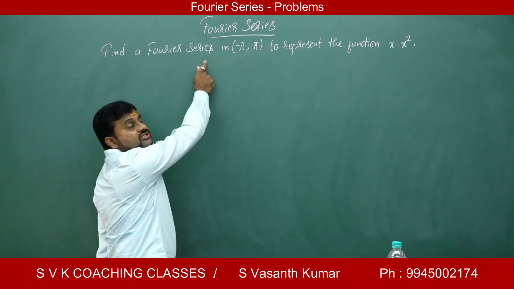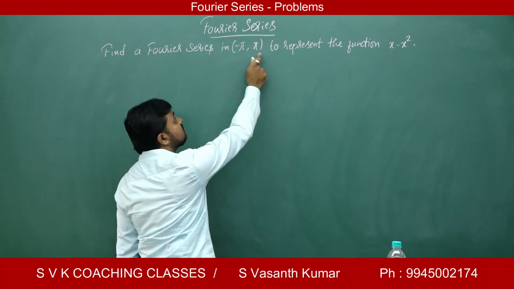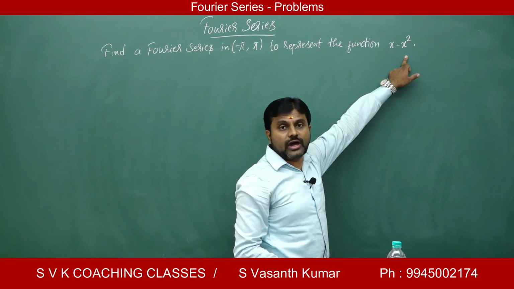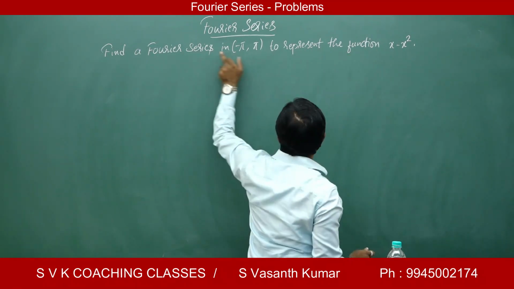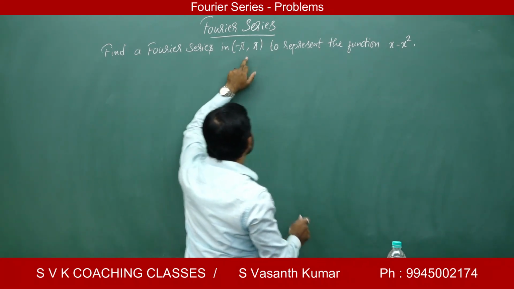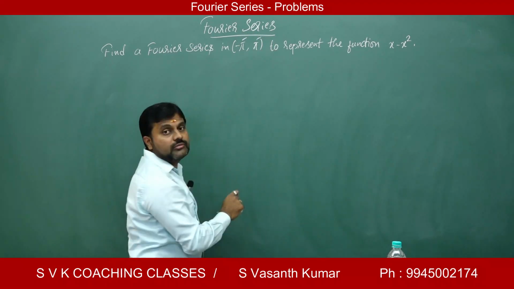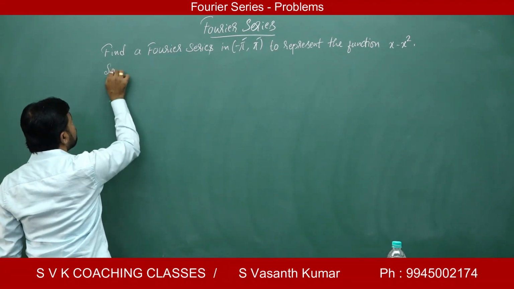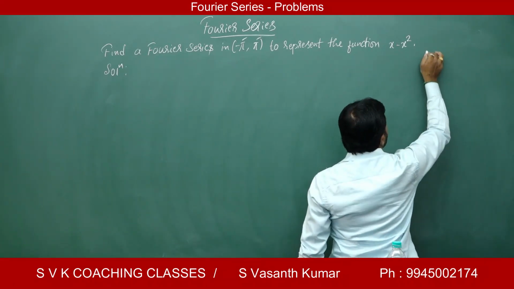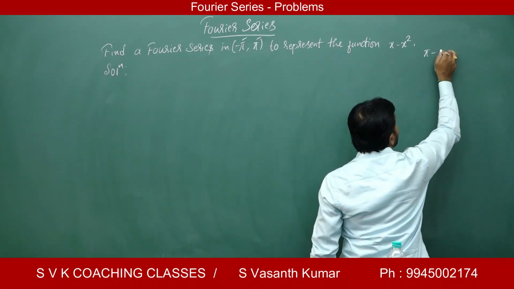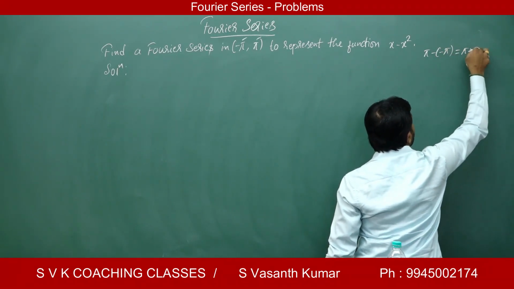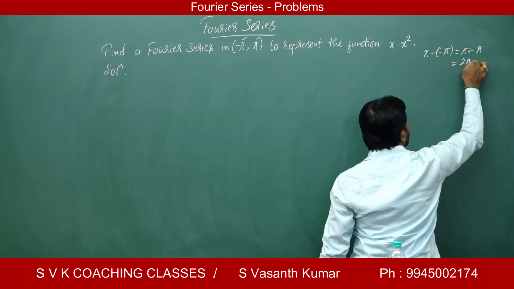Find a Fourier series in the interval minus pi to pi to represent the function x minus x square. Now you first need to find the period of the given problem. I told you that this is the upper limit, this is the lower limit. Go with the solution. So find out the periodicity. Upper limit pi minus of minus pi, which is pi plus pi, which is equal to period 2 pi.